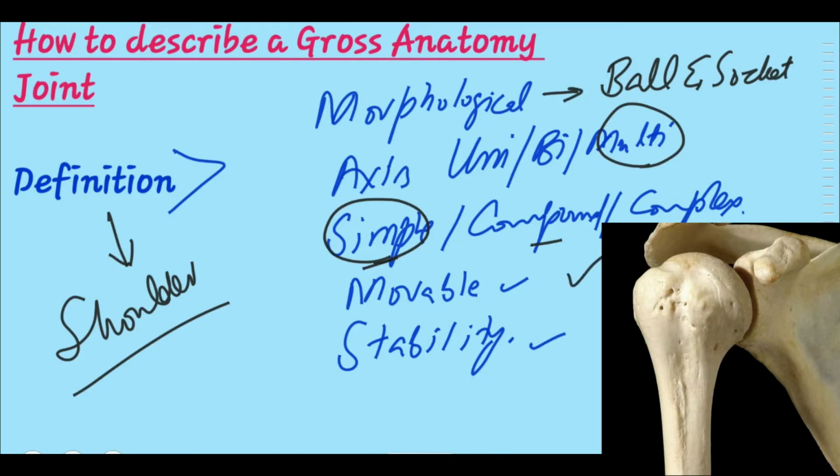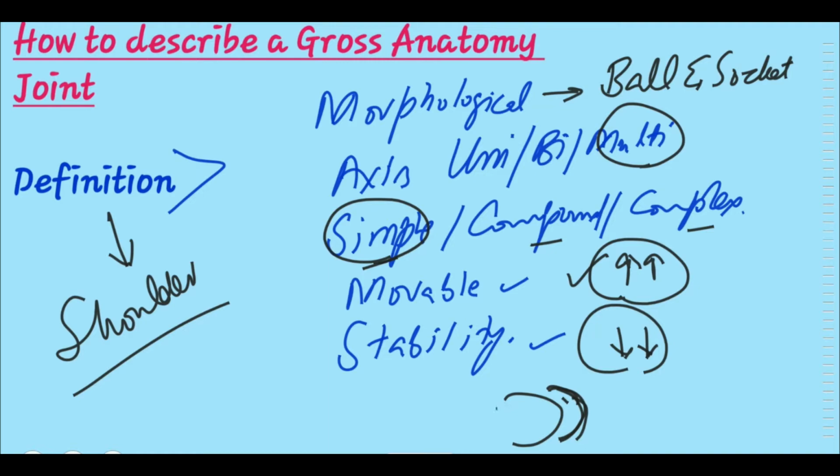After that, you have to decide about the movability. The shoulder joint is a highly movable joint. And keep in mind, generally, when a joint is highly movable, it's less stable. So the shoulder joint is relatively less stable because the bony surfaces don't fit a lot. The socket is shallow. The socket is not deep and the ball is big. The humerus head is big.